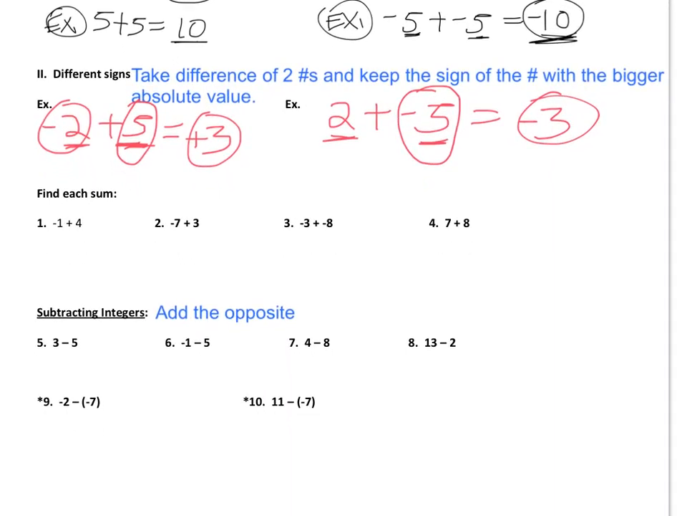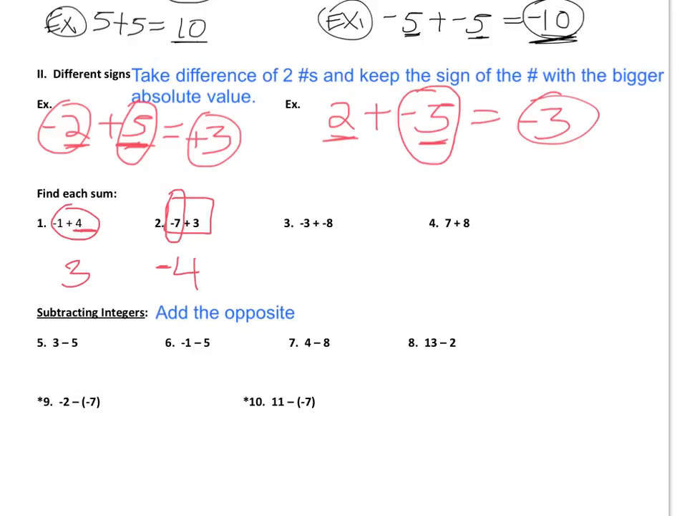All right, so just to look at a couple examples that go off the different signs. If I did negative 1 plus 4, well, if I take the difference of 4 and 1, it's 3. And the number with the bigger absolute value is the 4, and that's positive, so my answer is positive 3. If I look at number 2, these are mixed signs, negative 7 plus 3. If I take the difference of 7 and 3, because the absolute value of negative 7 is 7, we get 4. But since the number with the bigger absolute value is negative 7, I leave a negative there.